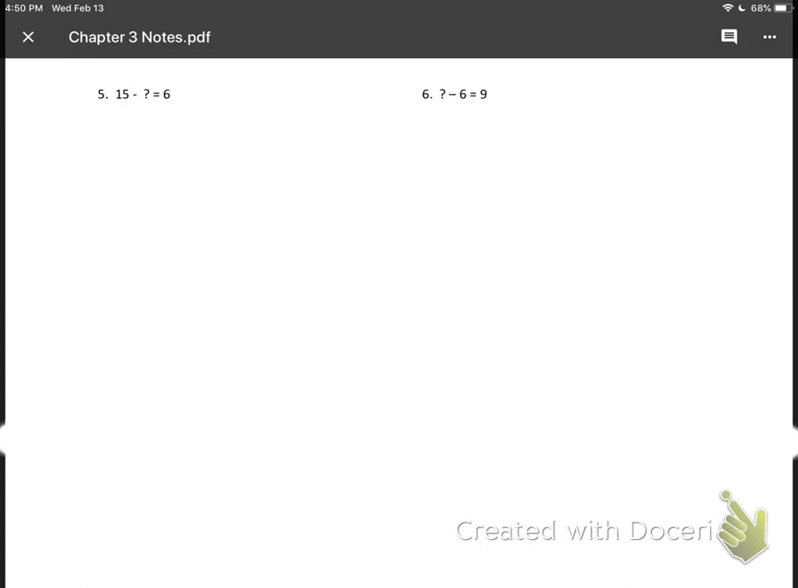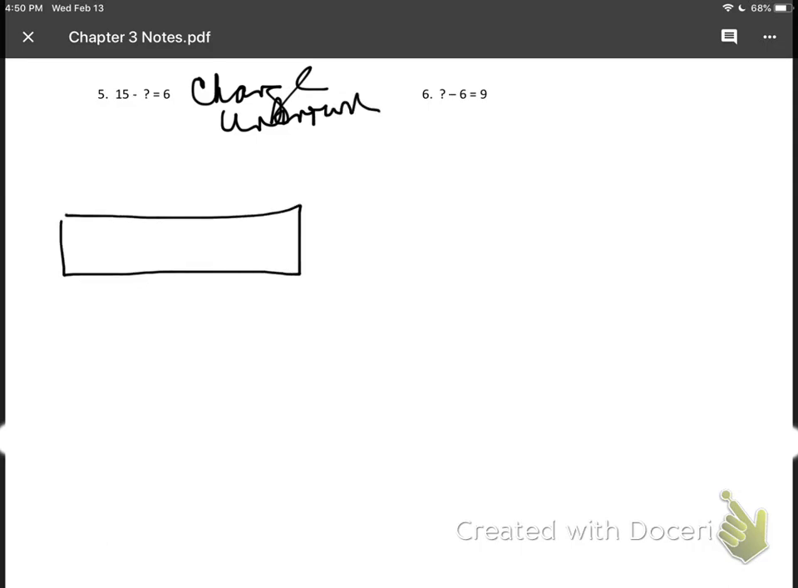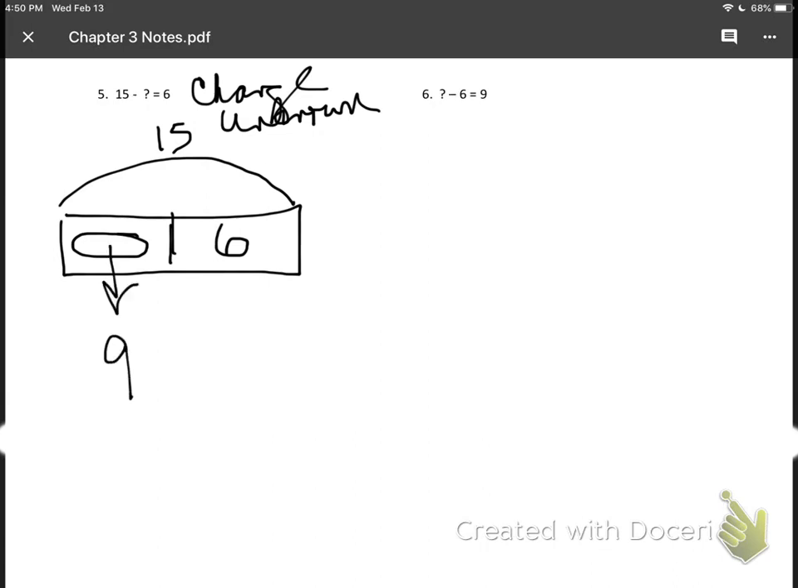Okay, here we have a change unknown problem for subtraction. So change is unknown. So initially, we had 15 in our set. We take away some number, and then we end up with 6 remaining. So the change was unknown. The change is going to be 9. So 9 got taken away from the original 15.